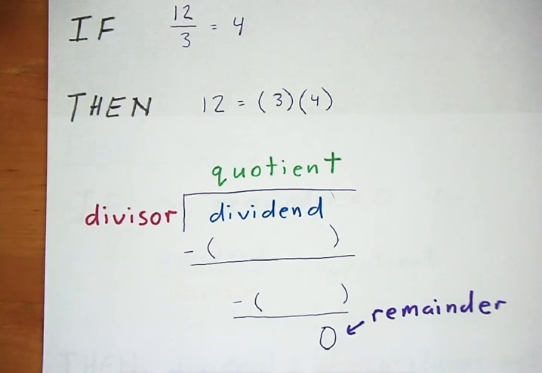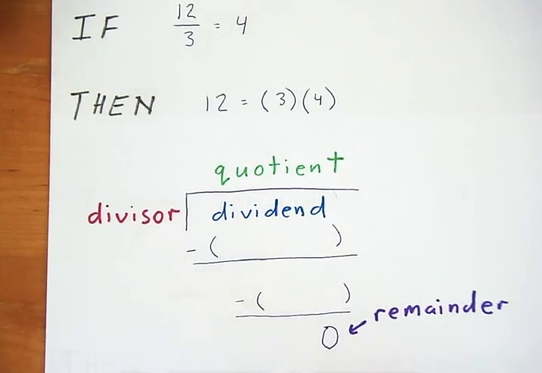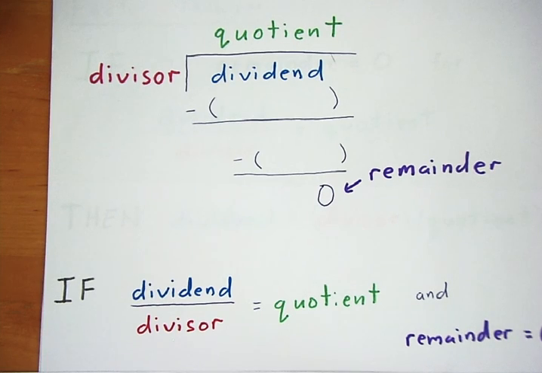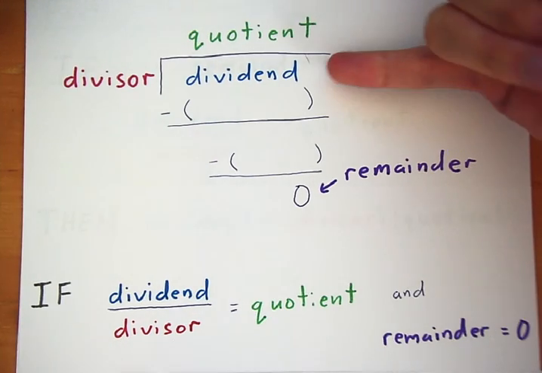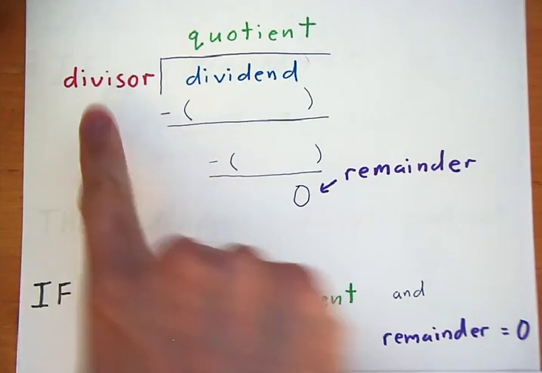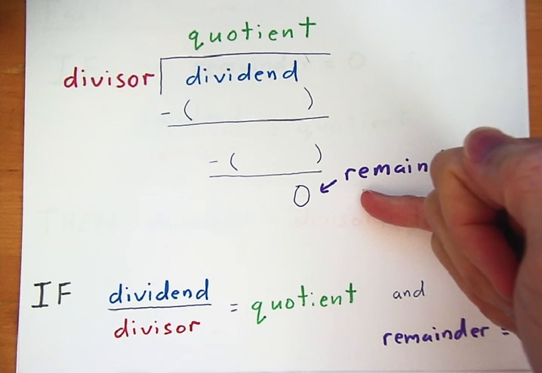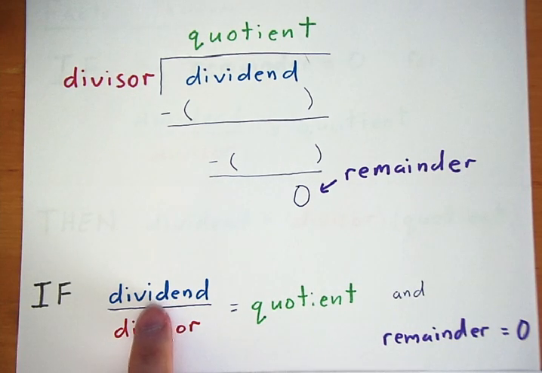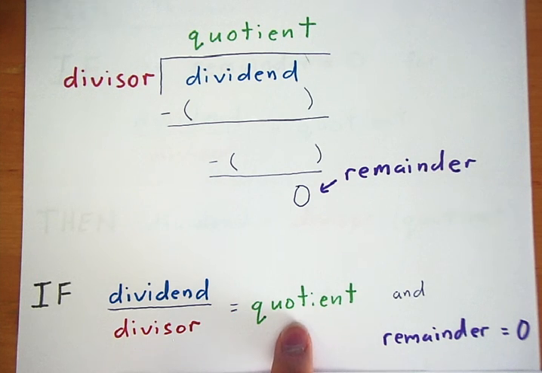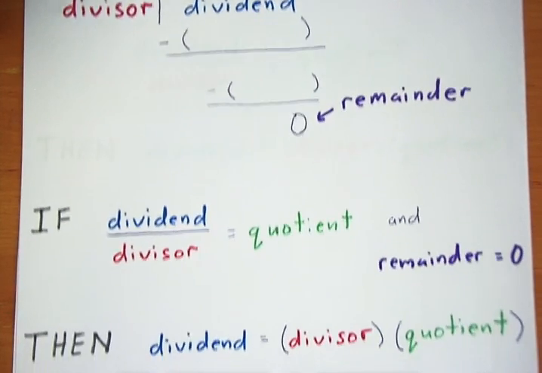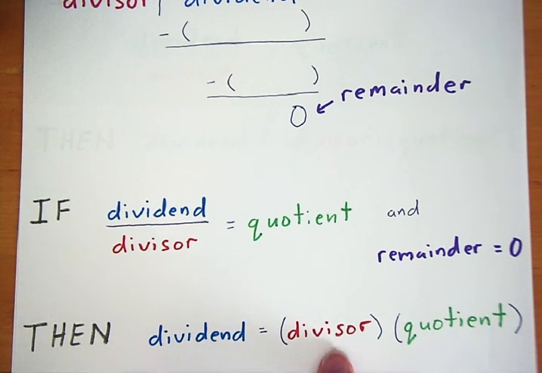Okay, so for our example here, if you had this one divide this one, it would equal this, remainder this. So blue divide red equals the green, remainder 0. If this is true, then your dividend is equal to your divisor times your quotient.